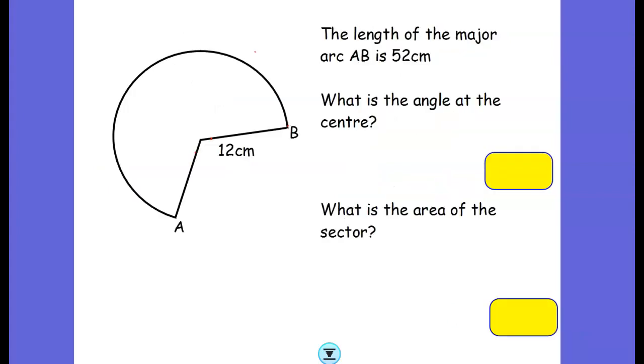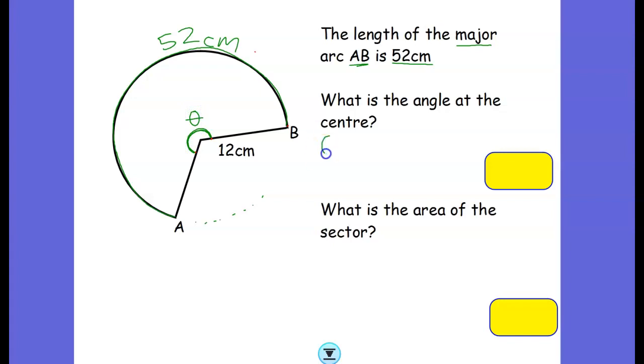Let's have a look at a more challenging question where we're going to work backwards from one formula and then use the other formula. So much more tricky, this question. We've got the length of the major arc AB is 52 centimetres. So all the way round AB, the major arc, not this minor arc that would go through here. All the way around the major arc, we have 52 centimetres. I want to know the angle at the centre. I want to know this angle here. That's what we're going to be finding.